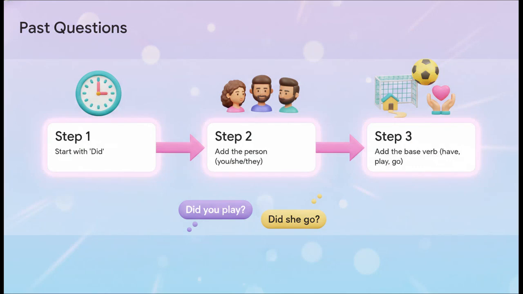Finally, let's learn how to ask a question about the past. We use the exact same helper trick. Step 1, start your question with the word did. Step 2, add the person you're talking about, like you, she, or they. And step 3, just like with negative sentences, use the base verb. For example, did you play or did she go?